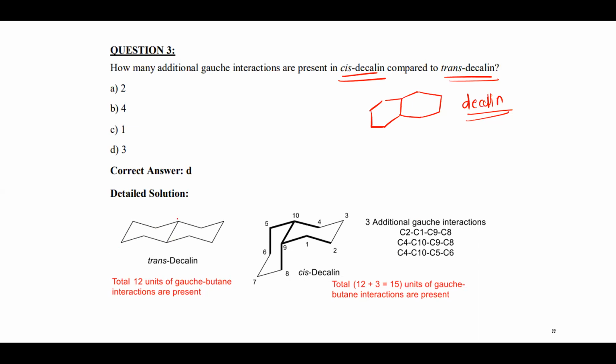So here you can see this one hydrogen is directed upward, this hydrogen directed downward. If you see the structure, this is the trans-decalin. And if you see this structure, the hydrogen is directed upward, this hydrogen is also directed upward. So this is cis and this is trans. That's why it is called cis-decalin and this is called trans-decalin, right?